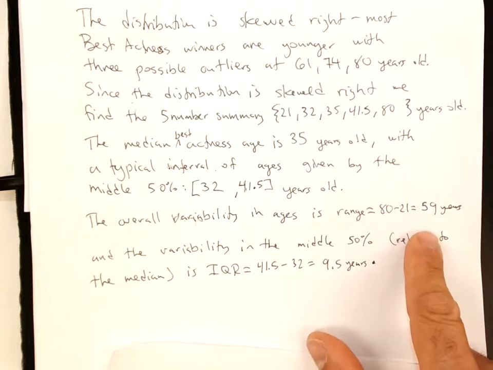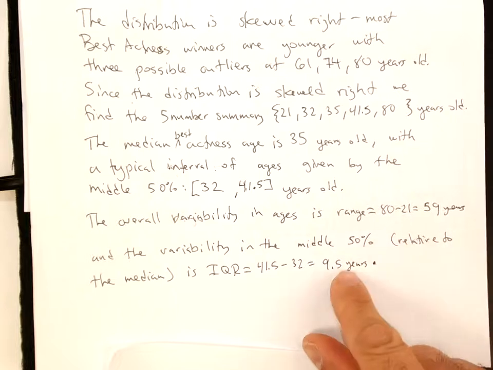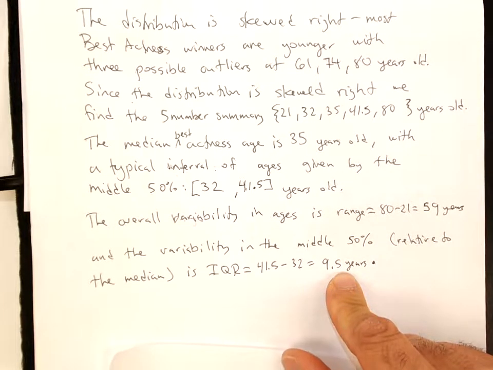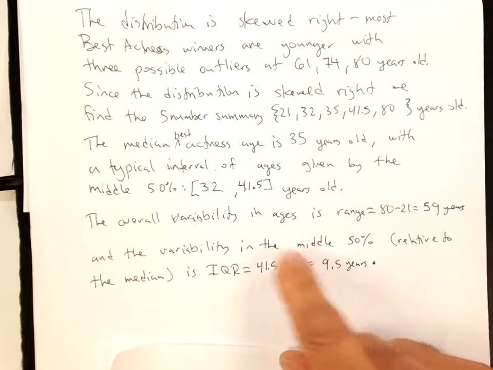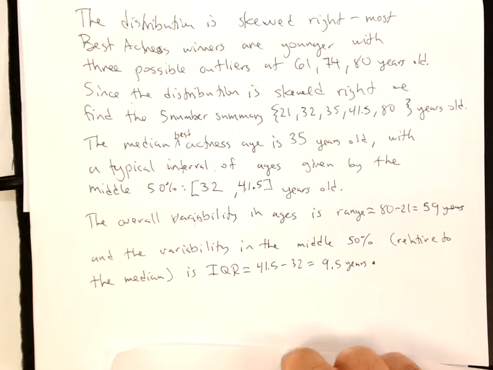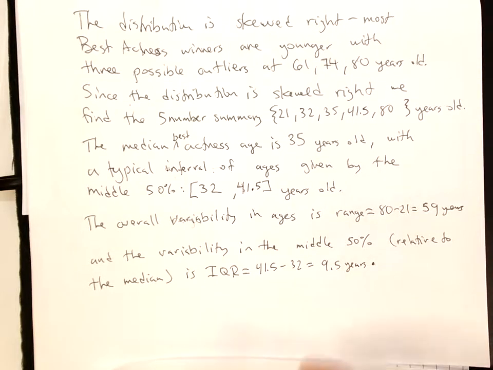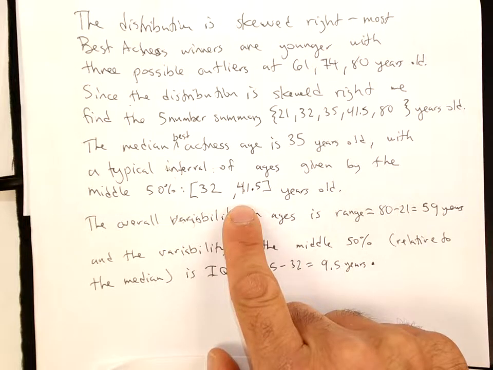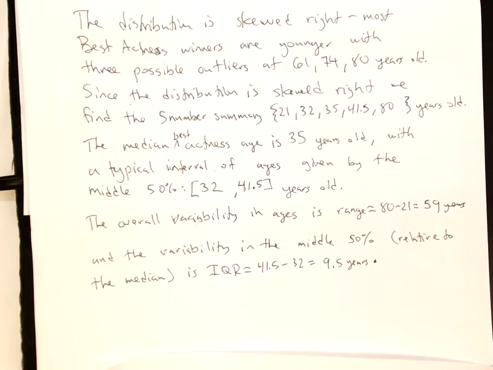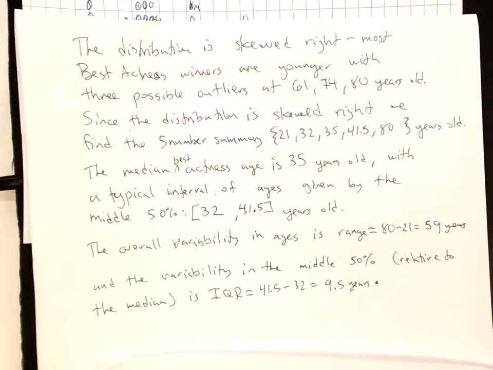Okay, so there's a lot of overall variability, but the typical best actress winner is contained to a 9.5 year interval, which is not that big, right? It's less than a decade. Okay, so there's about a decade where most of the women are winning Best Actress awards. Okay, so this is how we analyze the distribution using this new information.